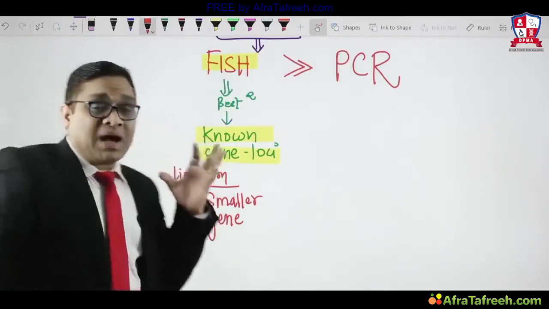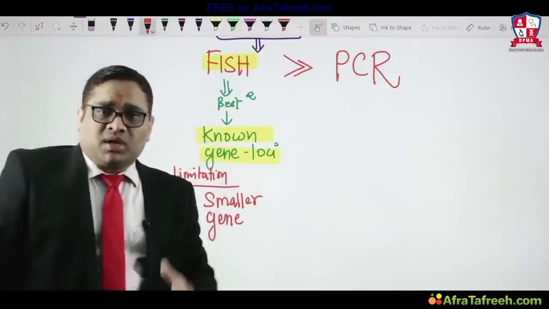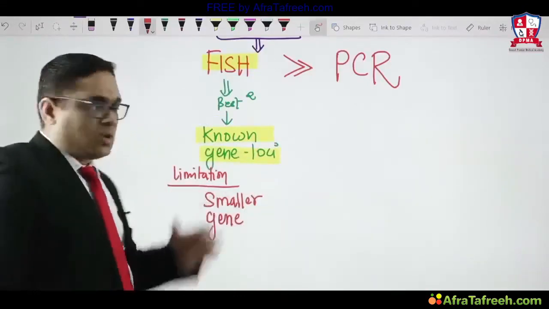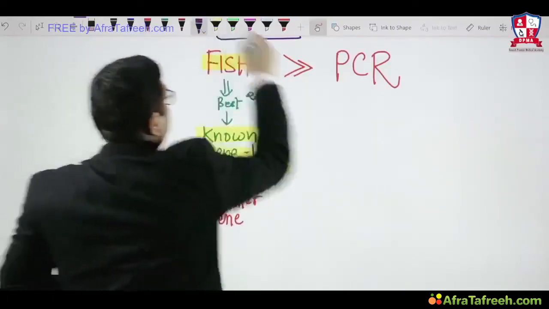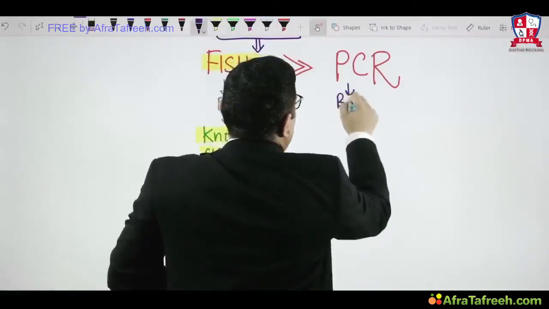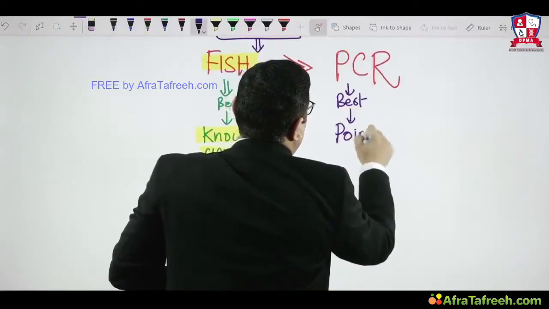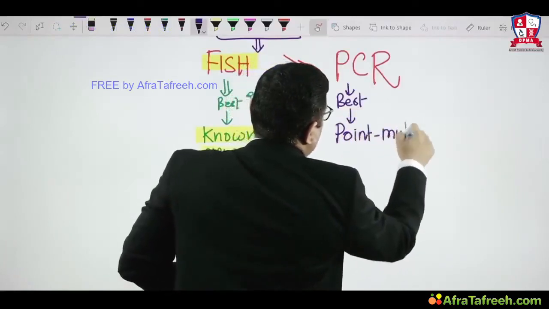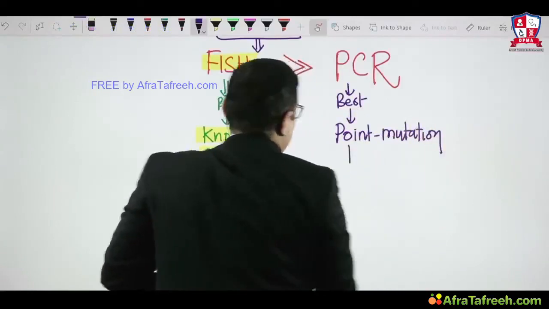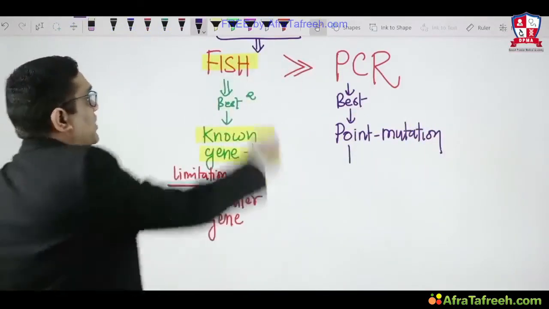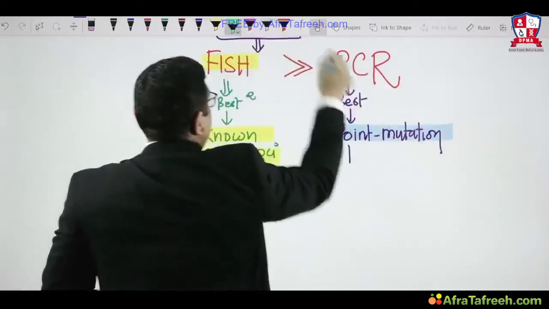So what will be the ideal method for detection of point mutation? That was a question in AIIMS 2013, asked six months after the previous one, and PCR is the best method. So remember, PCR is the best method for detection of point mutation. This was another important AIIMS question: for point mutation, what is the best method?